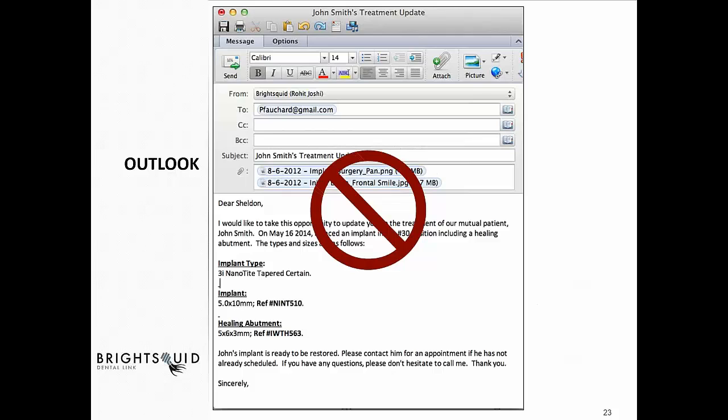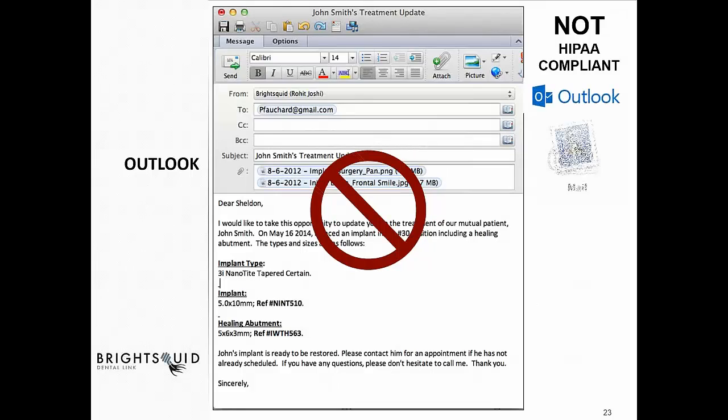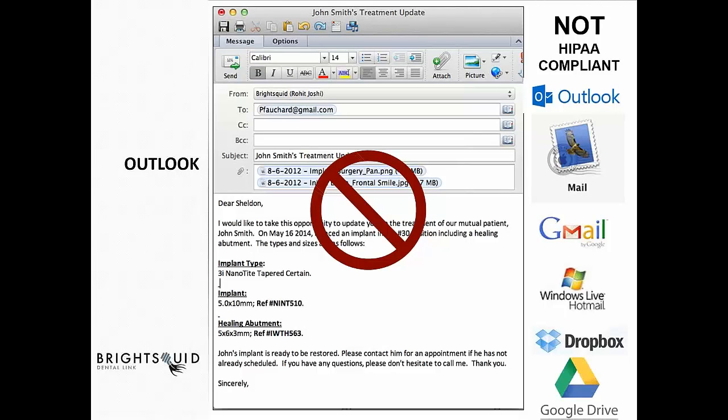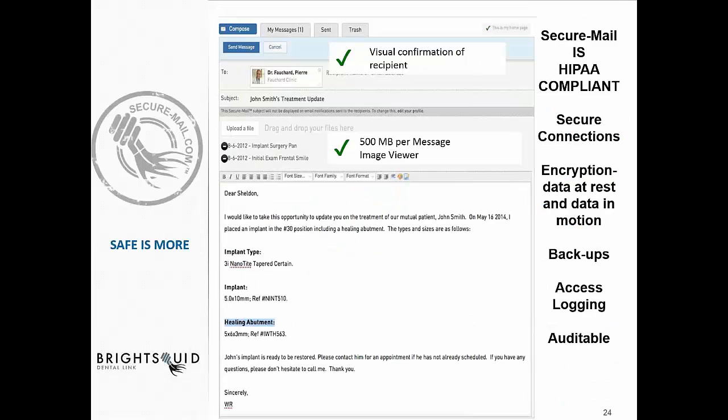Very practical for us is, here's my Outlook, and I'm communicating with the specialist, and I've entered his email in, and I've got some details about an implant. Well, the fact is that this is not HIPAA compliant because it's going into a Gmail account, and none of those other services are compliant either. In the service that I'm going to talk about, which we've termed secure mail, we actually have the same message going. We have the same attachments being added to this list. And we also have done a couple of other things.